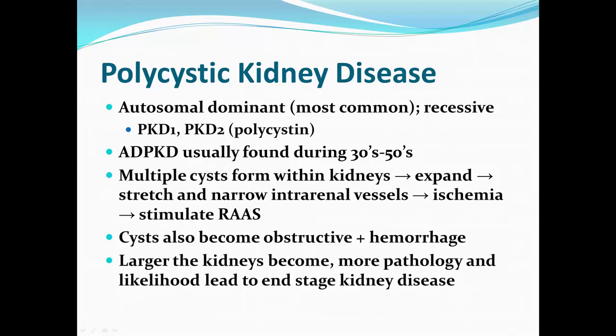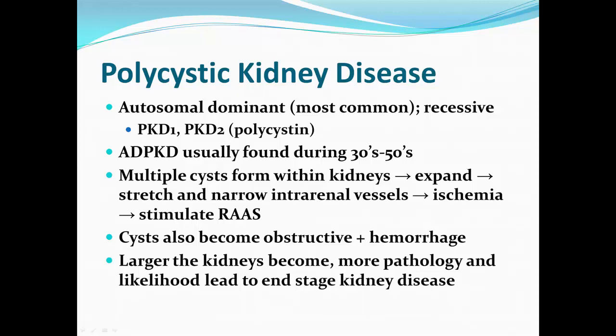So when we look at this genetic alteration, what we're looking for are alterations in PKD1 and PKD2. PKD2 is polycystin, and this is a protein. PKD1 and PKD2 help transport calcium into the cells. In addition, polycystin regulates the growth and the differentiation of that tubular epithelium.